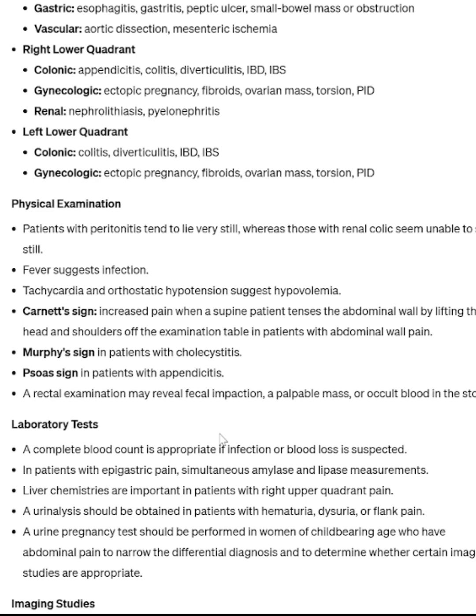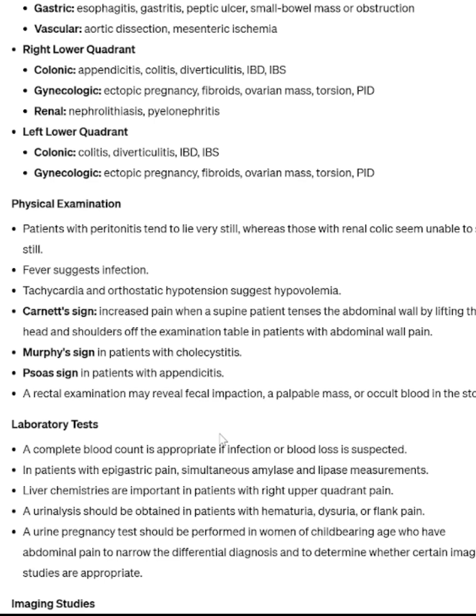Laboratory tests. A complete blood count is appropriate if infection or blood loss is suspected. In patients with epigastric pain, simultaneous amylase and lipase measurements. Liver chemistries are important in patients with right upper quadrant pain. A urinalysis should be obtained in patients with hematuria, dysuria, or flank pain.